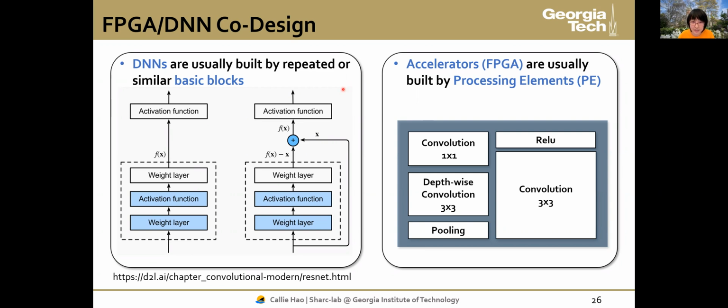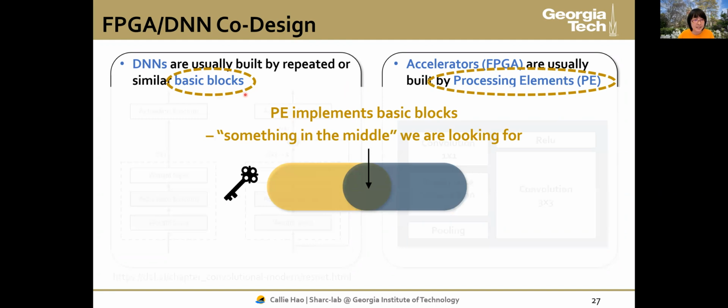Where's this something in common? It's here. DNNs are built by basic blocks. Accelerators are also built by PEs. So the connection here is PEs will be used to implement the basic blocks. So this PE, this basic block, they're basically the same thing. We'll talk about that later. They are the key here, that something in the middle that we're looking for. As long as we can find this basic block plus PE here in the middle, we can solve these two problems at the same time.